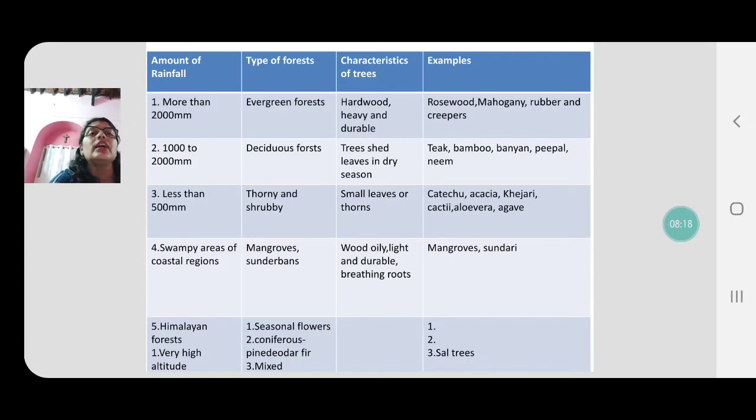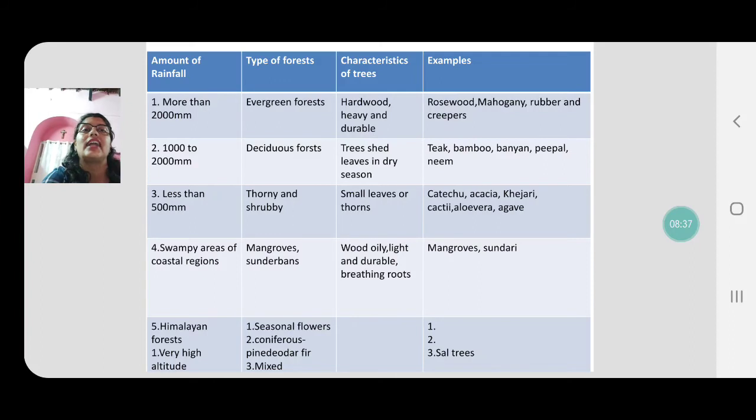The wood is normally oily of the mangrove trees, like the Sundari trees of the Sundarbans. Light, they are durable, and also they have breathing roots. I'll be showing you very soon. In science, they are called pneumatophores. Okay, example mangrove trees and Sundari trees.